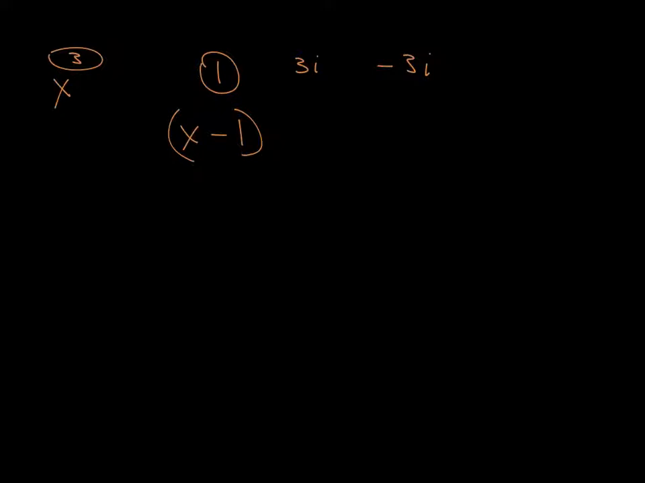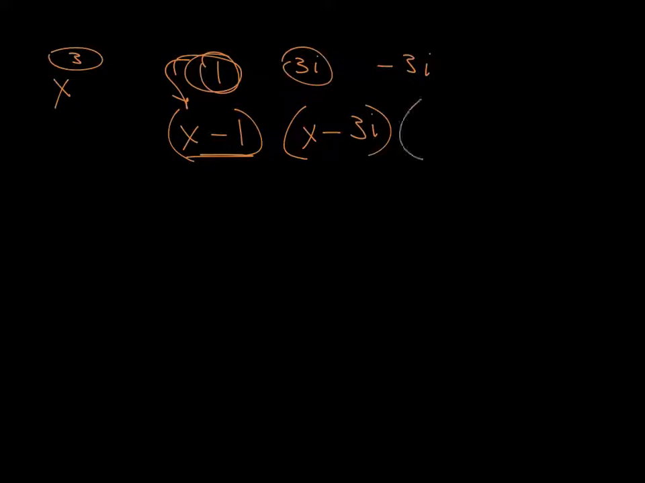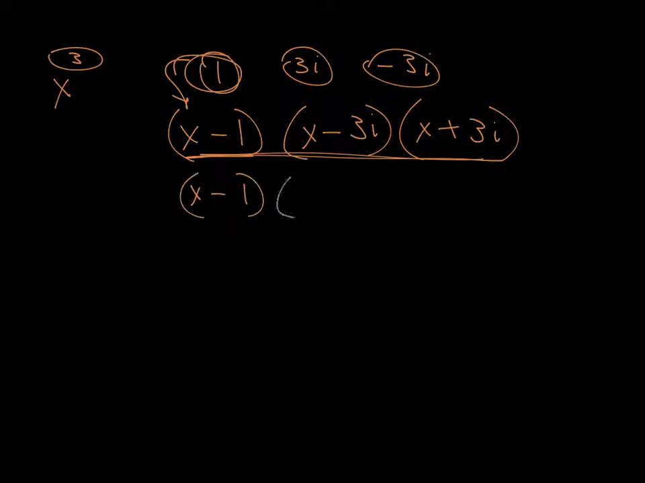Well, I need to find factors that when I plug the answer in are going to make it equal to 0. So x minus 1, if I put a 1 in here for x, I get 0. So therefore this is one of the factors. x minus 3i is a factor, and x plus 3i is a factor. Now if I multiply all these together, doing the FOIL method, these are going to cancel out, and I'm just going to get x squared plus 9, because this times this is i squared, which is negative 1, which makes it a positive 9.